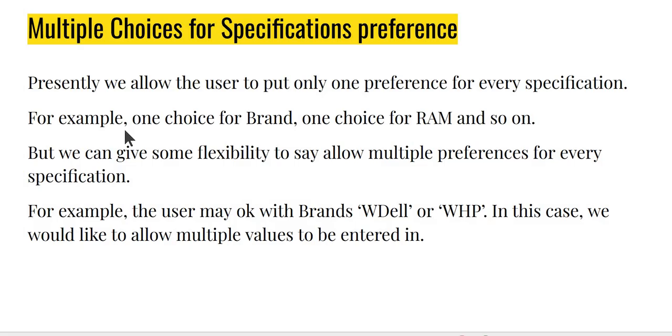We are going to allow our user to specify, let's say, multiple choices for every specification. Presently we allow the user to put only one preference for a specification. For example, one choice for brand, one choice for RAM, and so on and so forth. But then, this could be a bit restrictive. Sometimes people are okay buying, let's say, 2 GB RAM or 4 GB RAM, perhaps. So we want to be a little bit more flexible. We can allow multiple preferences for every specification.